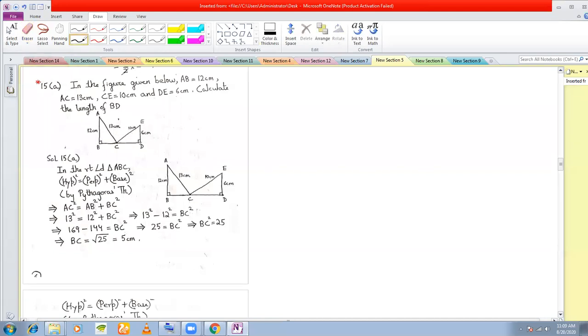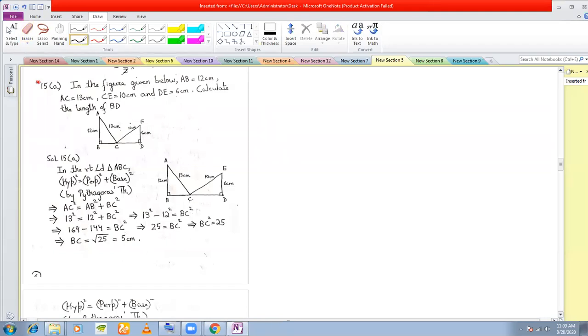What I see is that the length of the hypotenuse is given, 13 centimeter. The length of the perpendicular is also given, 12 centimeter. That means I can find out the base by Pythagoras theorem. Similarly here, in this right angle triangle, the hypotenuse is given and the base is given. That means I can find out this base. So therefore, this entire length is the sum of these two. That is how we proceed to find it. So let us proceed.